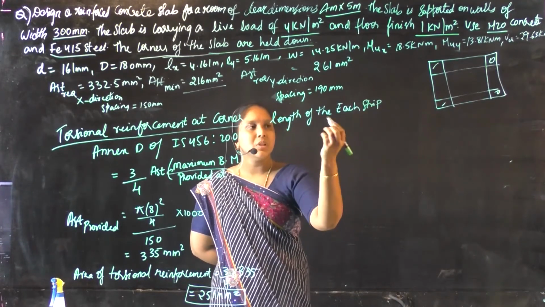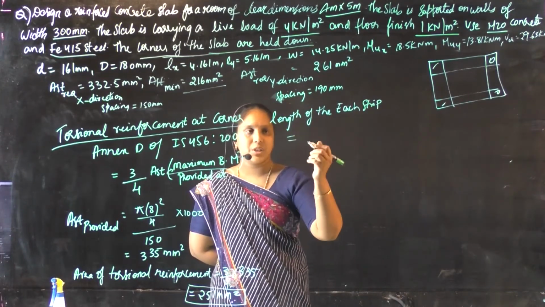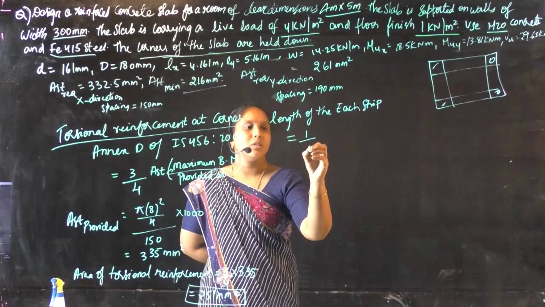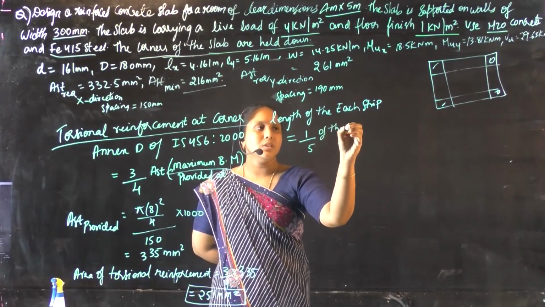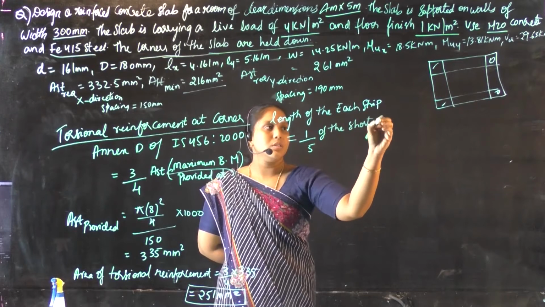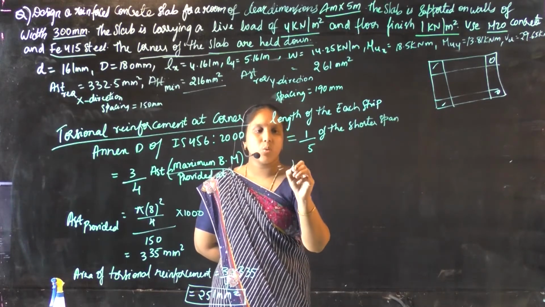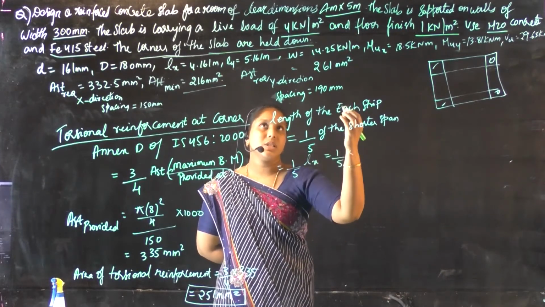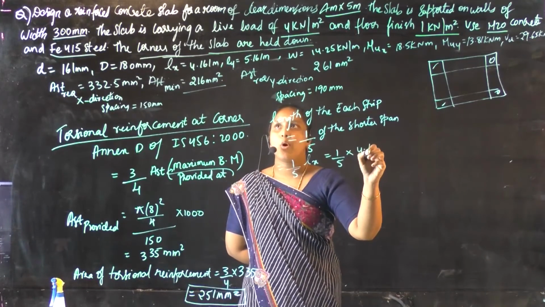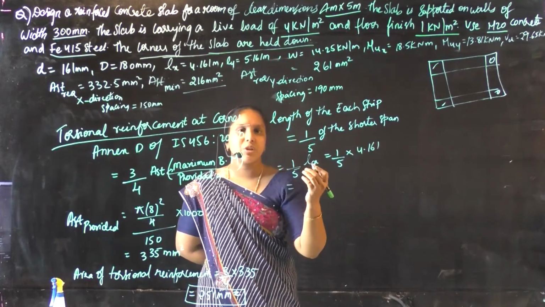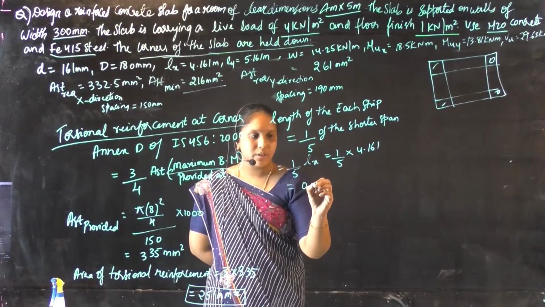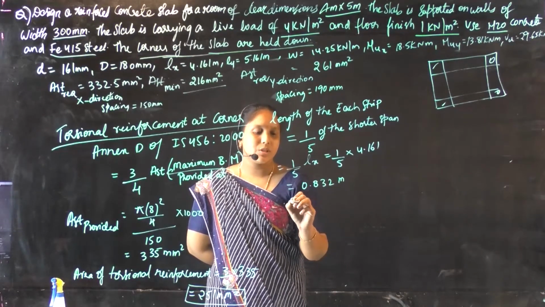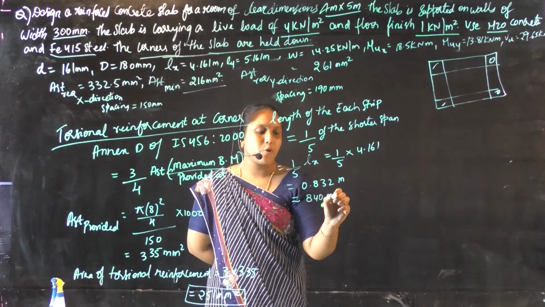How will we calculate it? This is also given in annexure D. That is 1/5 of the shorter span, that is 1/5 of Lx. So it is 1/5 into, what is the Lx here? The Lx here is 4.161 meters, which will give you a value of 0.832 meters, which is approximately 840 mm.